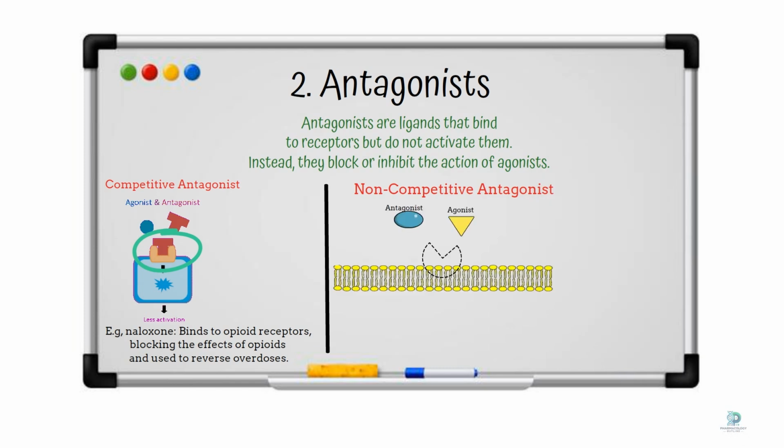Non-competitive antagonist. These antagonists bind to a site on the receptor that is different from the agonist's binding site, an allosteric site. This site can be on the receptor itself, or very close to it. By binding to this alternative site, the non-competitive antagonist changes the conformation of the receptor in such a way that the agonist either cannot bind effectively, or if it does bind, it cannot activate the receptor properly.